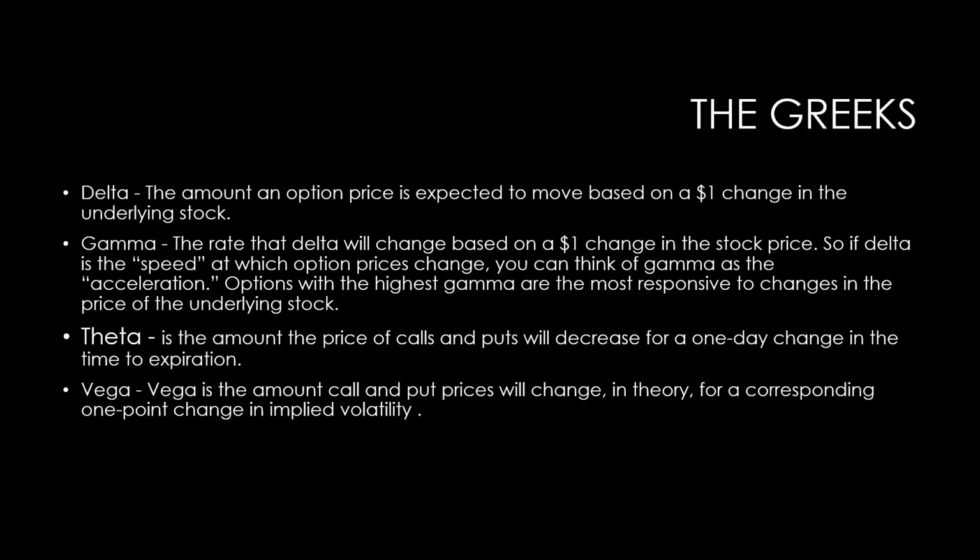Theta. Theta is the amount the price of calls and puts will decrease for a one-day change in the time to expiration. Vega. Vega is the amount calls and put prices will change, in theory, for a corresponding 1-point change in implied volatility.